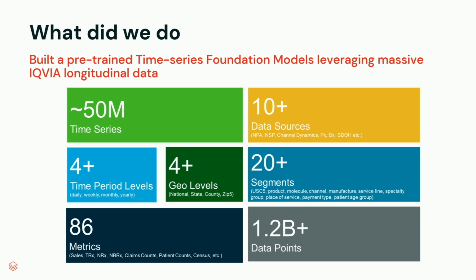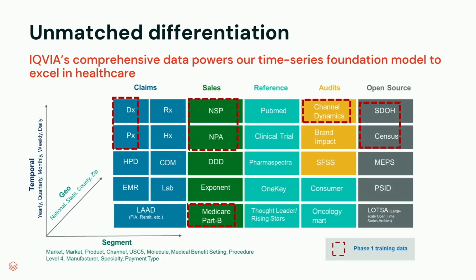We use more than 10 data sources, including NPA, NSP, and also some experiment data. We can do it on geo level, on different levels, and on different segments. In the end, we end up with 1.2 billion data points to train this model. Our data sets look like this.